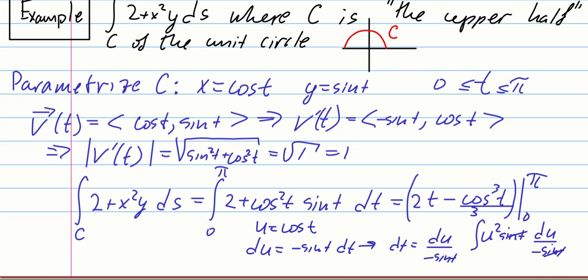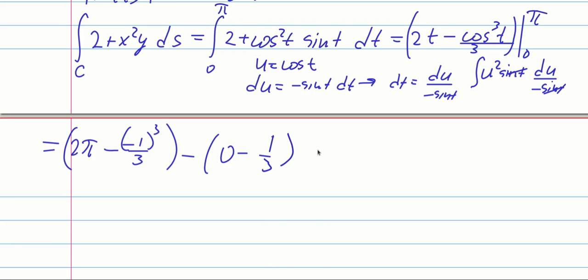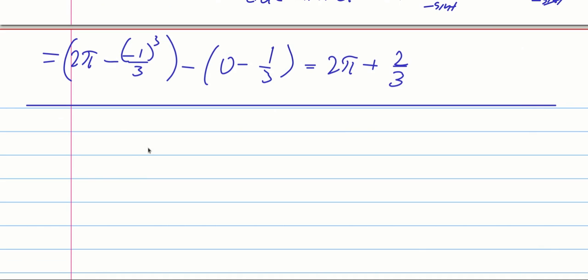Alright, so what do we get? We get pi first, so it's 2 pi, and cosine of pi is negative 1, so minus 1/3. Right, so we put a minus, then we plug in 0, so you get 0 for 2t, and we have minus, so you plug in 0 for cosine, and cosine of 0 is 1, so you get 1/3. So what do we get? We get minus and minus is a plus, so we have 2 pi plus 2/3. So we used this calculation to get the line integral of this function along the half of the unit circle.